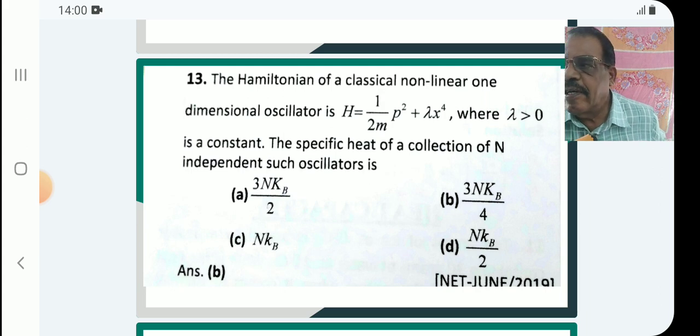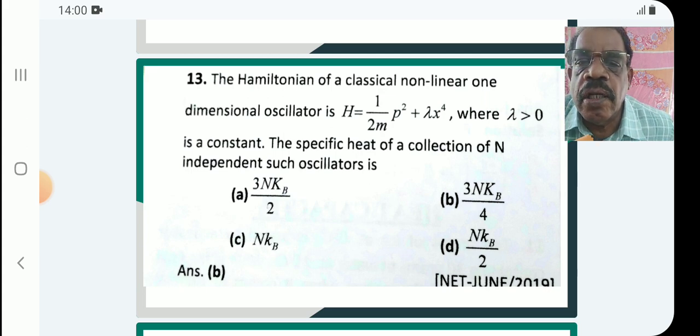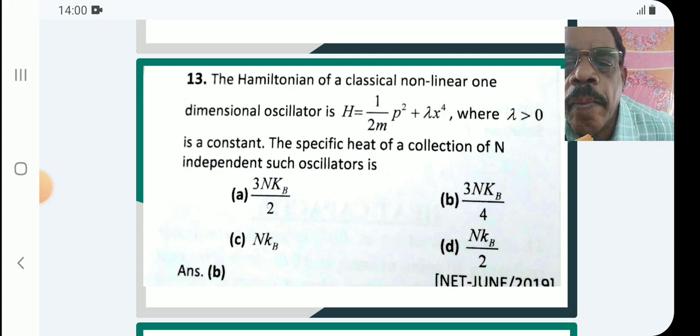In the place of K, here it is given lambda, where lambda is a constant. The specific heat of a collection of N independent such oscillators is: 3NkB by 2, 3NkB by 4, or NkB. The answer is B, that is 3NkB by 4.